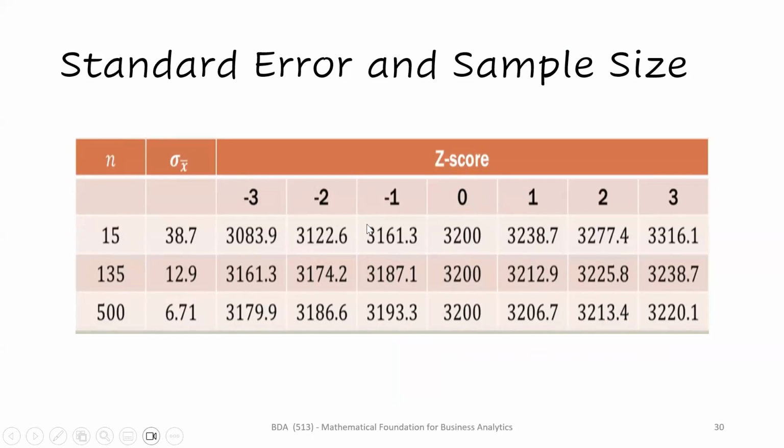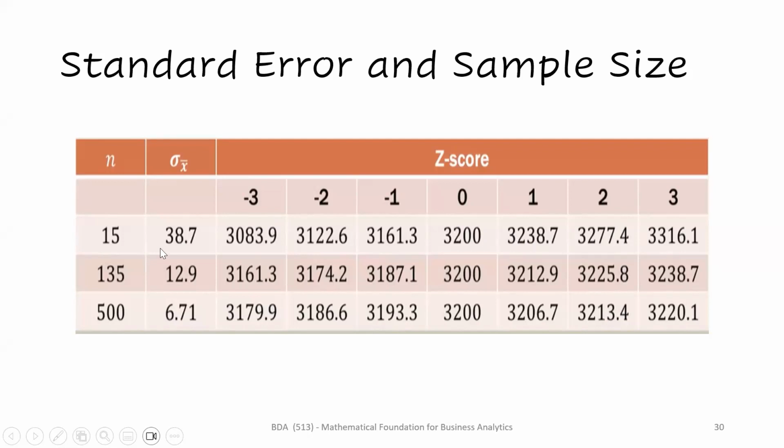Now let's take the first row where n is 15. We've seen it already in the graph. If we go standard deviation 1 to the right, that will increase by 38.7. To the right even further, it increases by another 38.7.